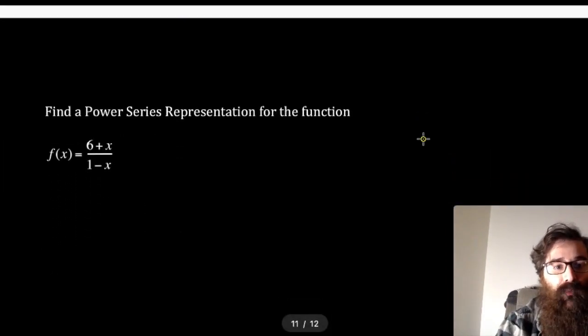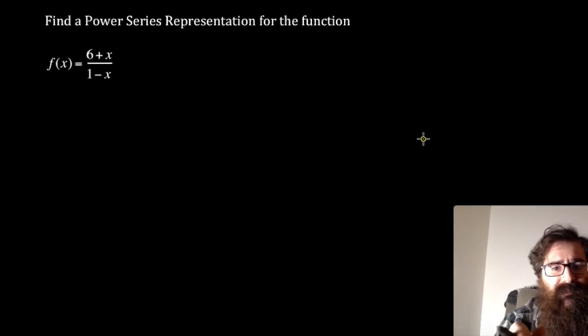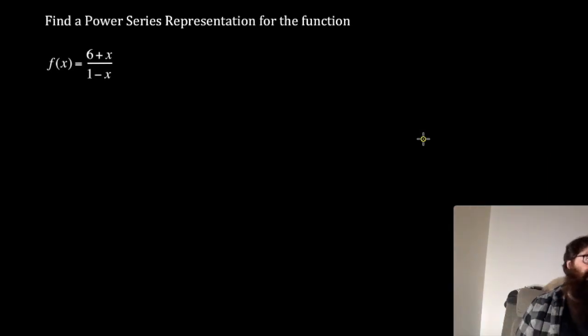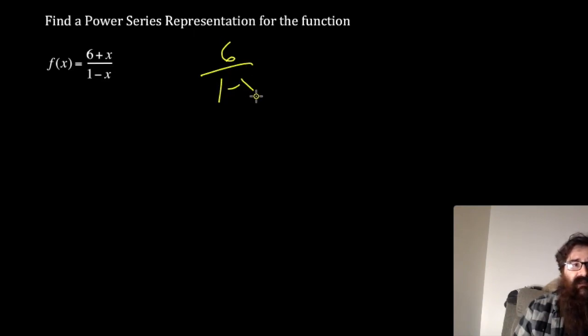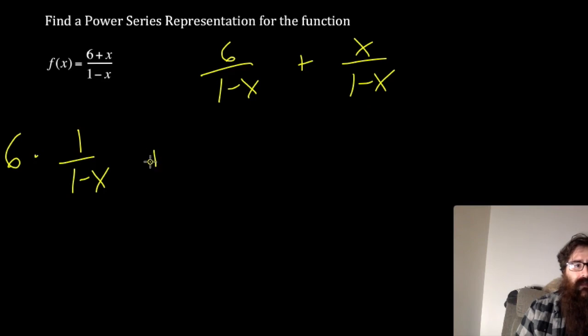But let's take a look at one more example. Let's find a power series representation for the function 6 plus x all divided by 1 minus x. Now right away, I'm actually going to break this up into two fractions. Say 6 over 1 minus x plus x over 1 minus x. And I'm almost where I need to be with this. I can bring the 6 out and say 6 times 1 over 1 minus x, plus here I can bring the x out and say x times 1 over 1 minus x.